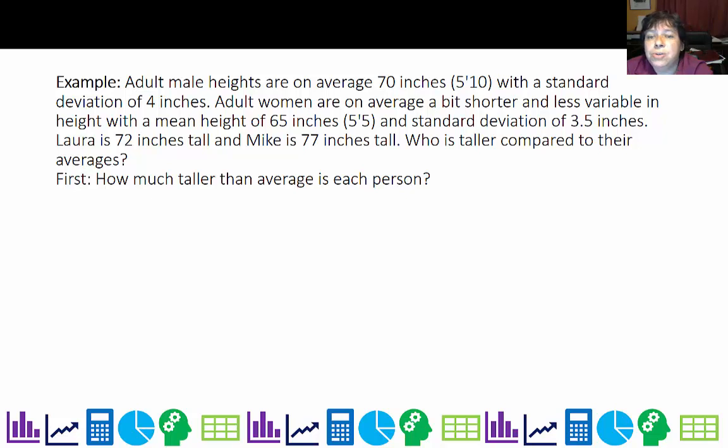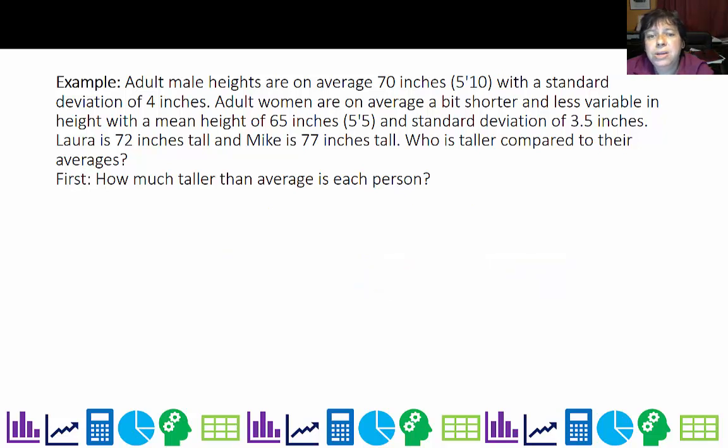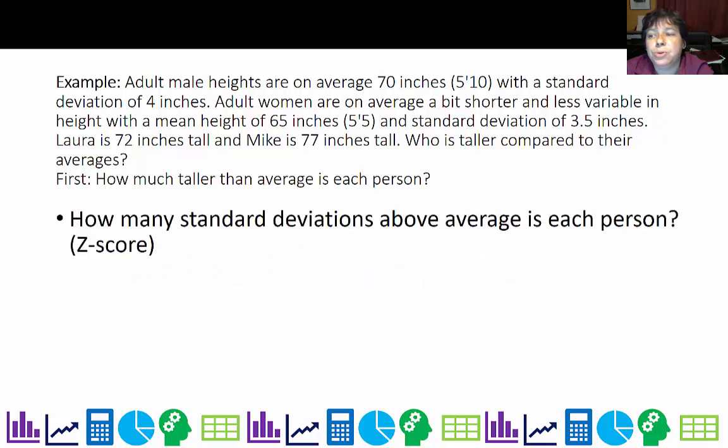So first, how much taller than average is each person? That's what we could go with. Well, they're both 7 inches taller than average. Does that mean they're equally taller than their groups? You could look at it that way, but when we think about who is more unusual, we really need to know how far the data is spread out and how far out on the spread they are. So we're going to say how many standard deviations above average is each person, or their Z-score.